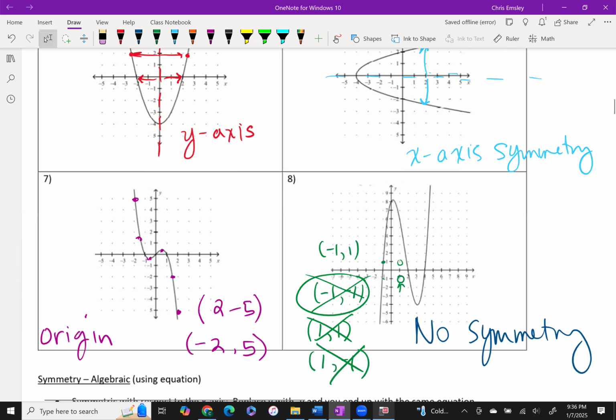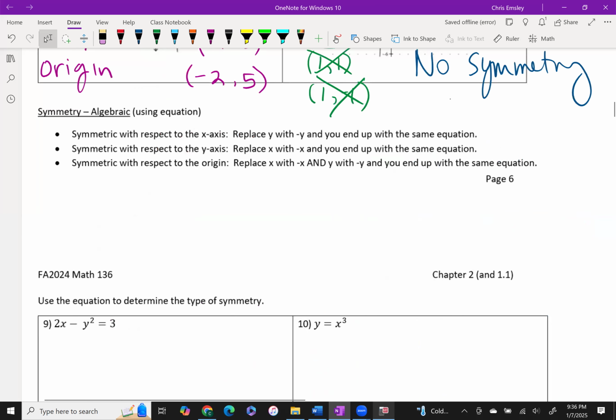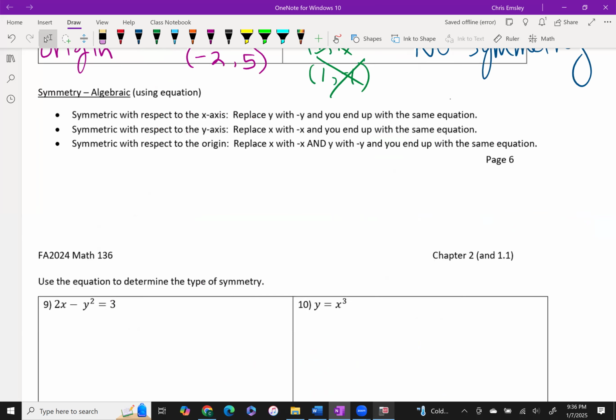So far we looked at symmetry by looking at a graph. We can also discuss symmetry by looking at an equation, or algebraic tests of symmetry. If your equation is symmetric with respect to the x-axis, when you replace y with negative y and then simplify, you would end up with the exact same equation you started with. Okay, that's x-axis symmetry.